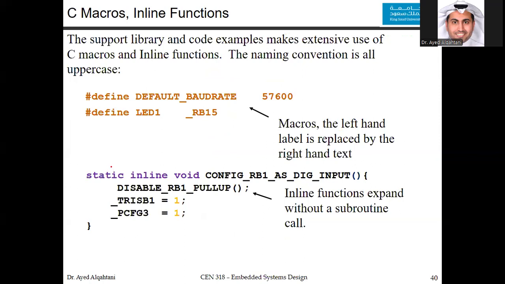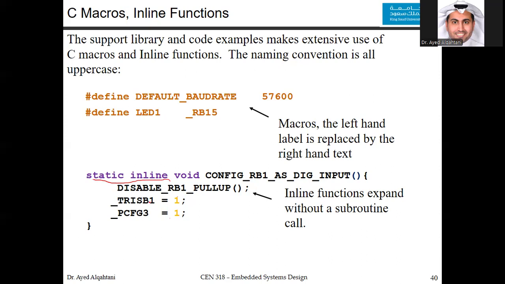So you do it by writing static inline. If the compiler sees these two words, it means that what follows is a very small function that will be declared, and also you write the function itself after that. And here we have this function. It's called configure the port B bit 1 as a digital input, and you do it this way.